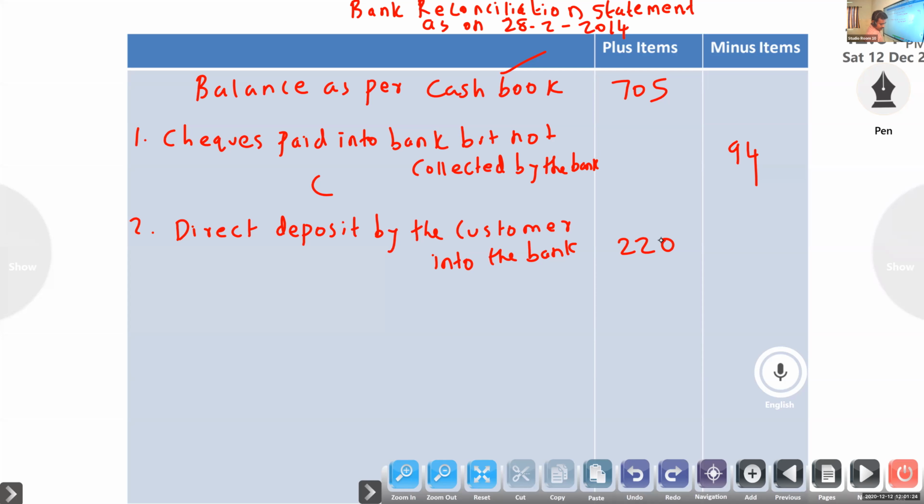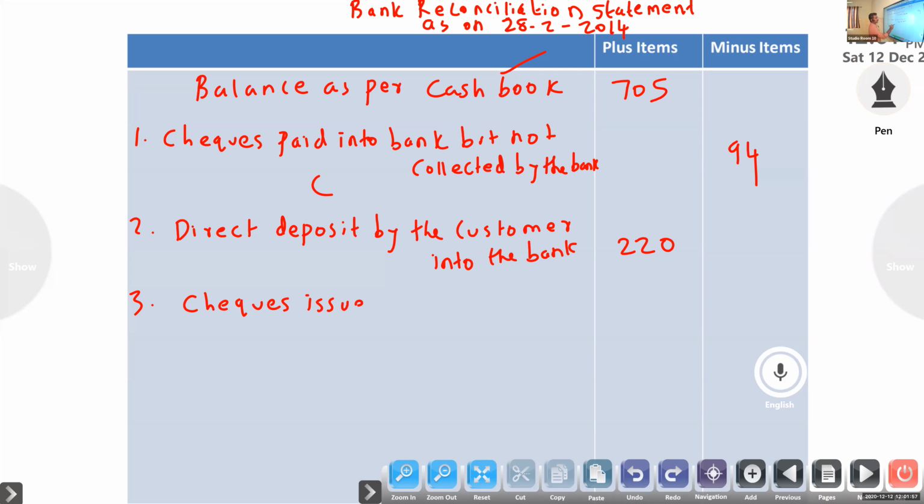Second one 98. Otherwise number 98. Okay. Next 50. It is given 50. Tick. Then 540. 540 not there. Is it correct? 540 it is not there. What is this? Payment side. Check issued. Debit side, if it is not there means check paid into bank.